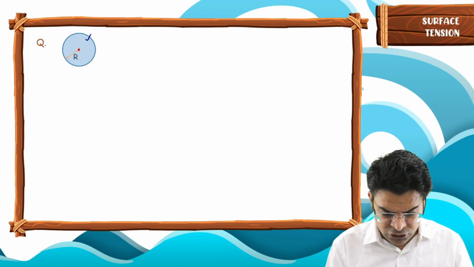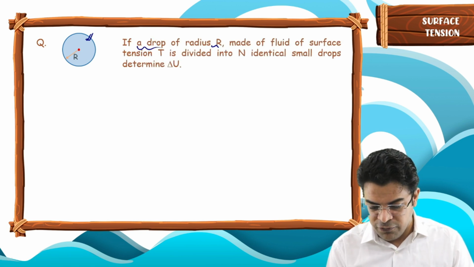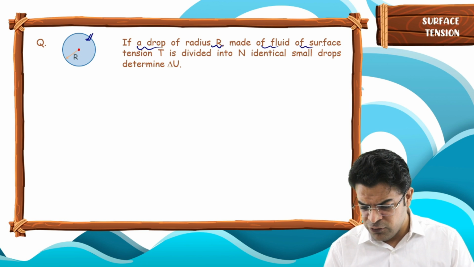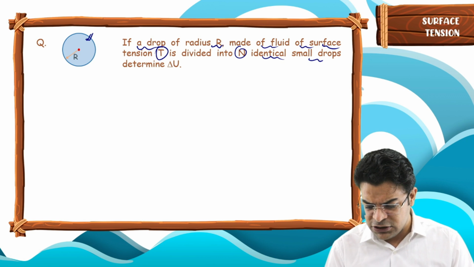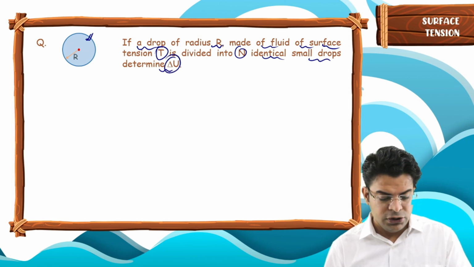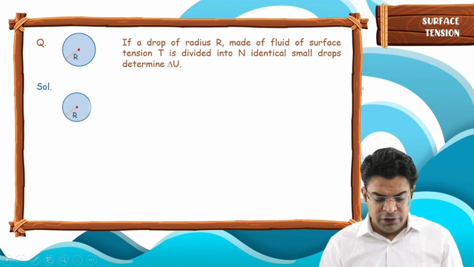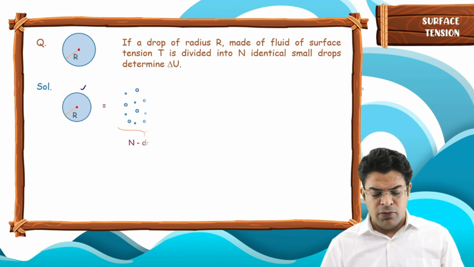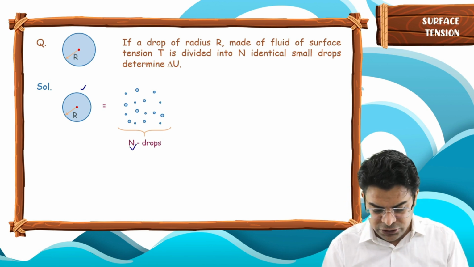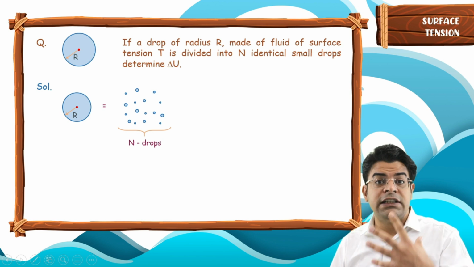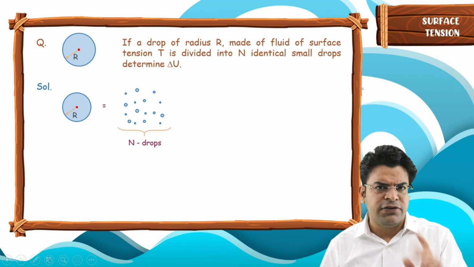Next example goes like, there is a drop of radius r. Question is, if a drop of radius r made up of a fluid of surface tension T is divided into n identical small drops, determine delta U. So you had one single drop of radius r. This single drop of radius r has been divided into multiple small drops of identical radius. They are asking you what is the change in surface potential energy, given that the surface tension is T.